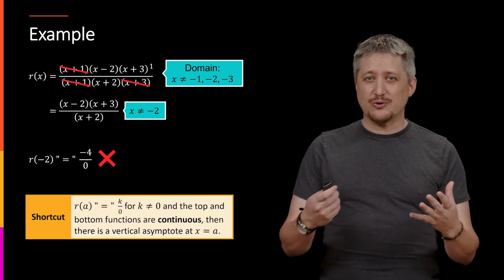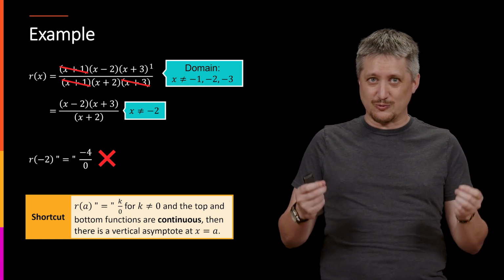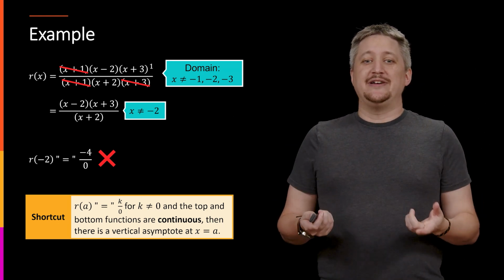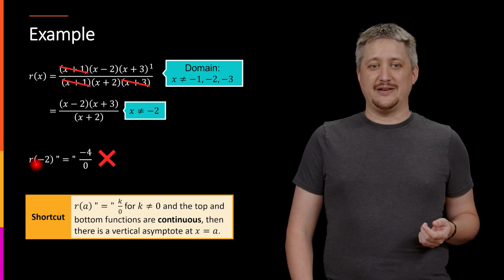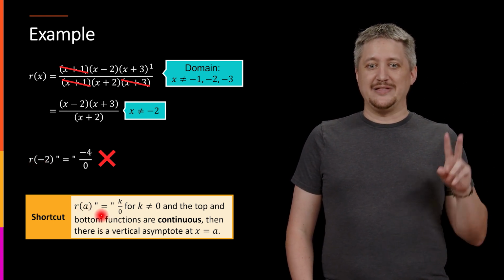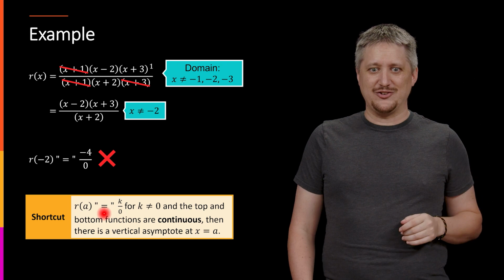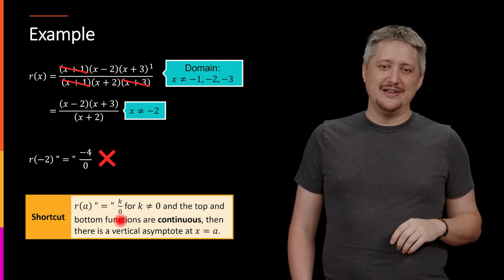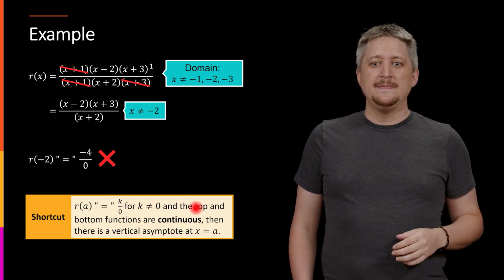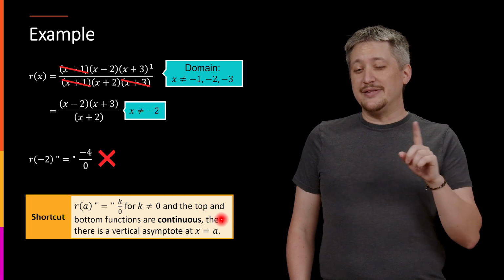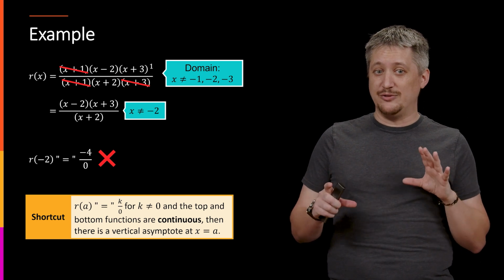So as a shortcut that is incredibly hand-wavy, because again, we need calculus tools to do this correctly, if we try to plug in a restriction like this, some value a, where negative 2 would be the a in this case, and we get something that "equals", in heavy quotations, some number k over 0 where k is not 0, i.e. non-zero over 0. This is the important thing that we're using to do the hand-wavy bit: the top and bottom functions are continuous around those values.